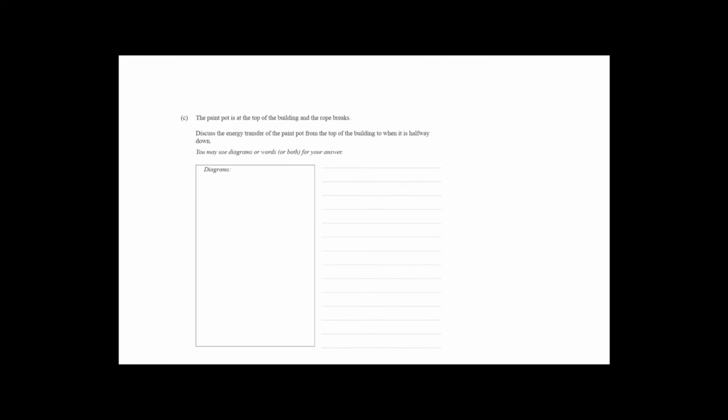So now we're asked to picture the rope breaking. You get a massless rope. Discuss the energy transfer from the paint pot from the top of the building to when it is halfway down. I want a diagram, so here's the pot, and it's going to fall a distance of 10 meters when it's halfway down.